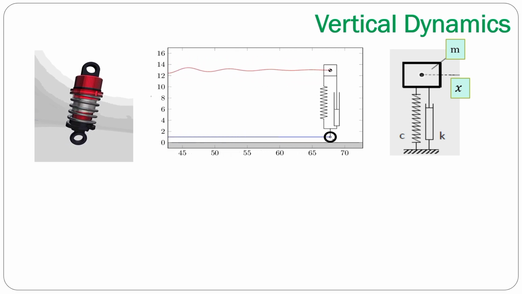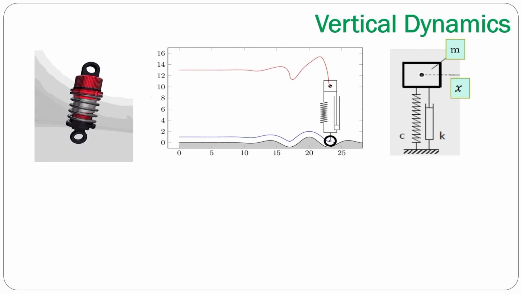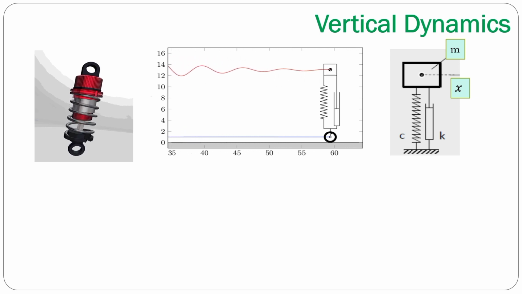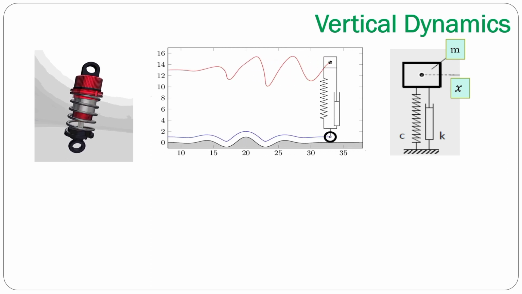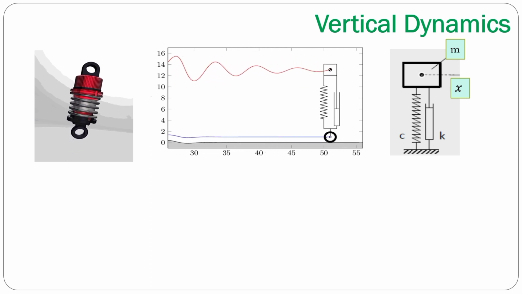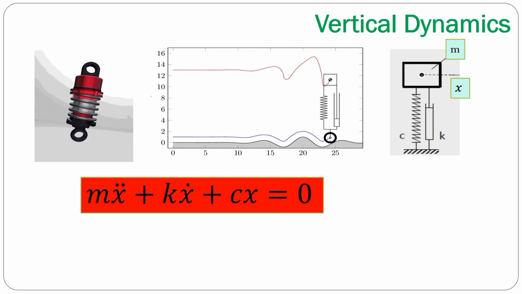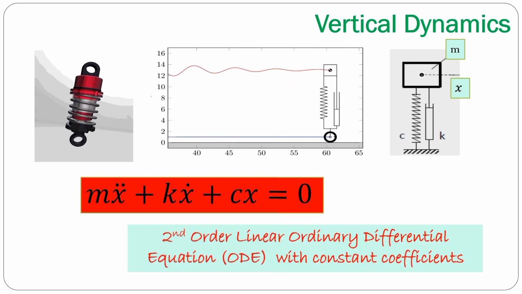A mass m, which represents the mass of the car, the stiffness c, which deals with the stiffness of the suspension system, and the damping factor k, which represents the shock absorbers, the dampers in the suspension system of a car. The differential equation that describes this system is a homogeneous second-order ordinary differential equation with constant coefficients. In the rest of the presentation, we will use the abbreviation ODE, meaning ordinary differential equation.